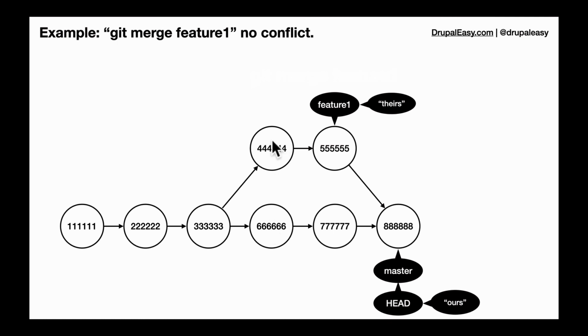So when you're traversing Git history, it's always easier to deal with a straight line history. And there you go. That is the difference between Git merging and rebasing.